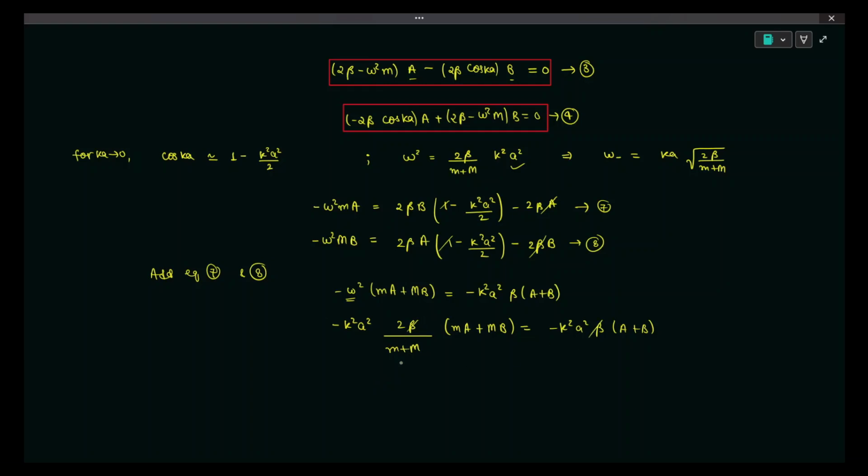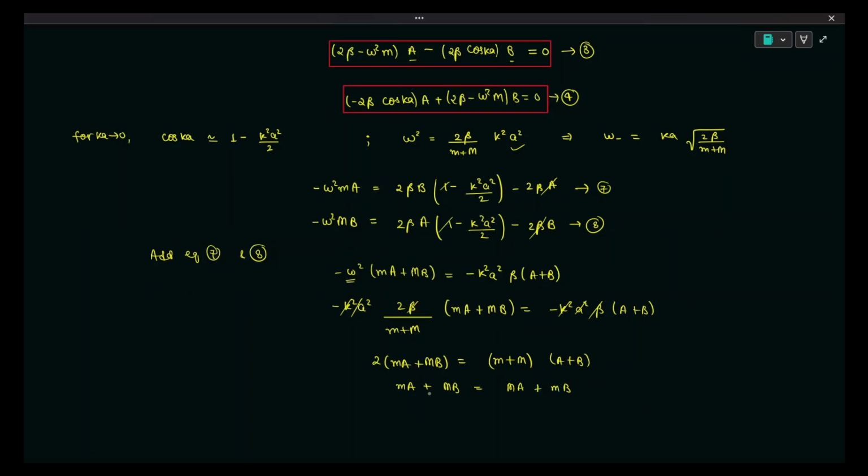Beta cancels out from here, and then k square A square, so that 2 MA plus capital MB is equal to small m plus capital M and then A plus B. Now you can open these two brackets, so you will get small m capital A plus capital MB is equal to capital MA plus small mb.